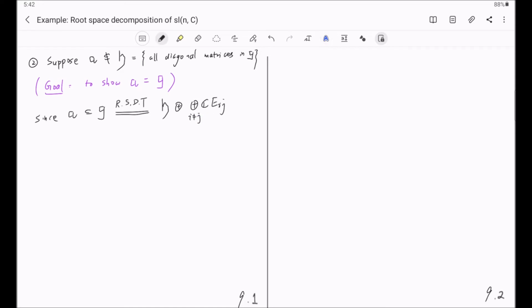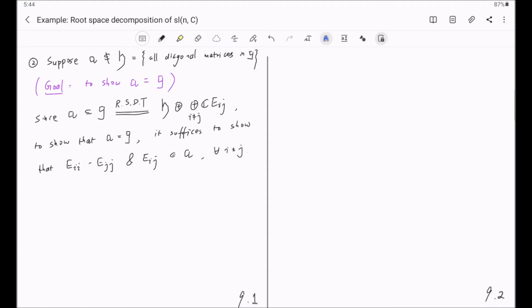To show that A is equal to the whole space G, it suffices to show that E sub ii minus E sub jj and E sub ij are all contained in the ideal A for any i, j.